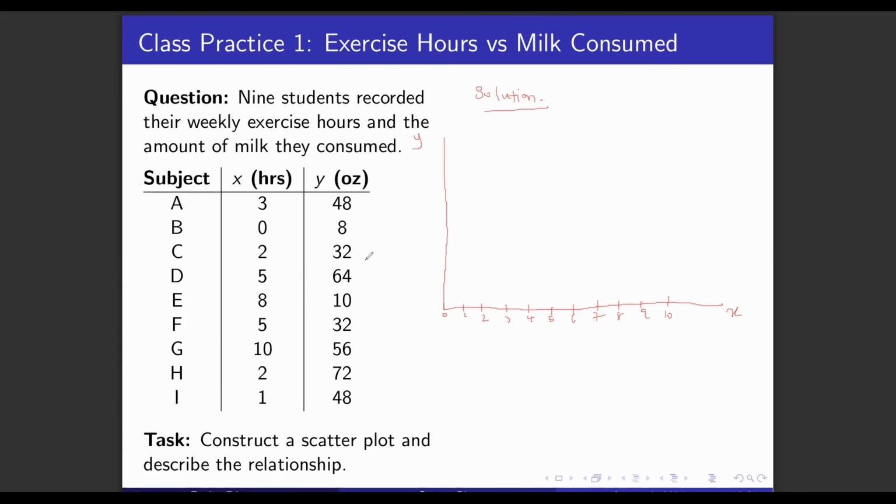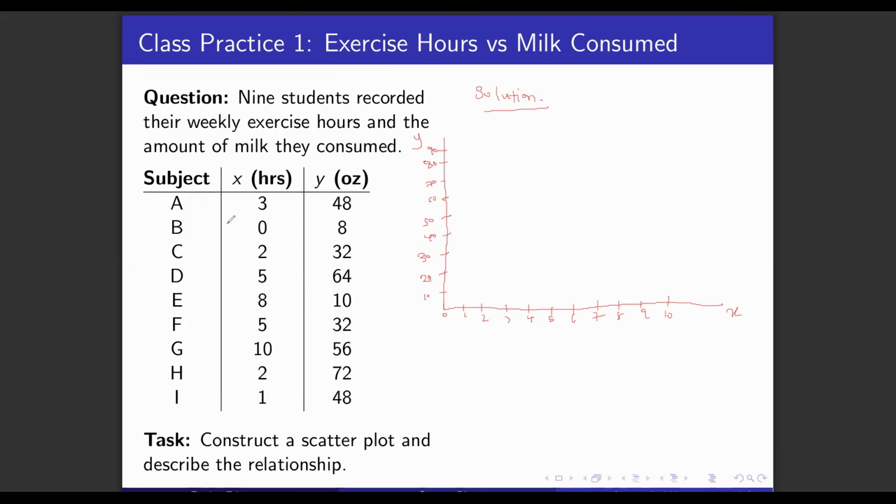I see that the lowest value here is 8, and then the highest is 72. So I'm going to plot in tens. I'm going to use 10. So we have 10, 20, 30, 40, 50, 60, 70, 80, and then 90. All right.